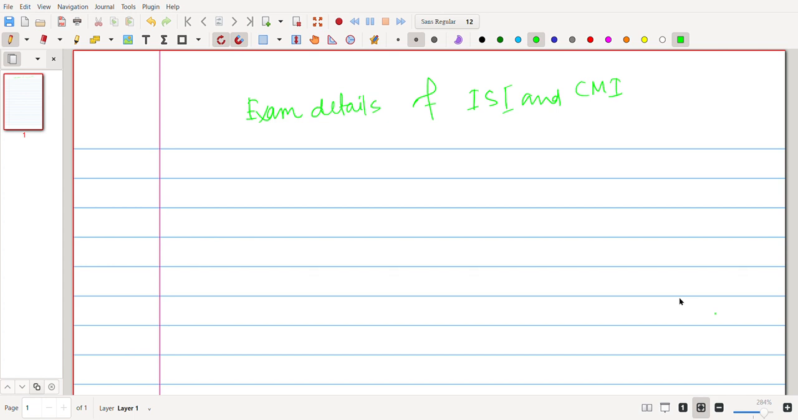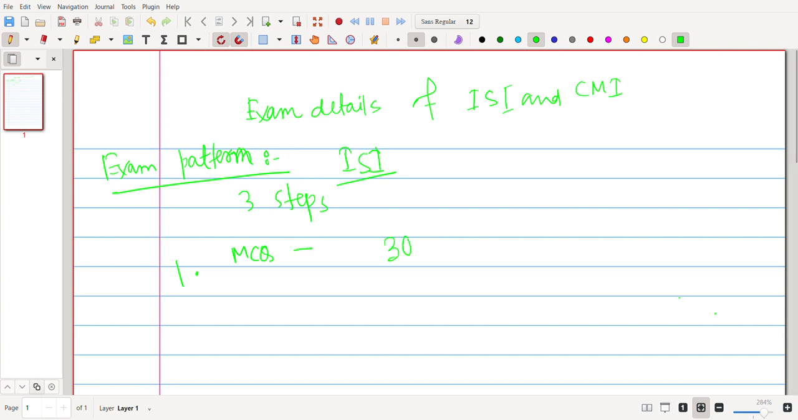Let me tell you the exam pattern first. ISI has three steps. First one, MCQ.